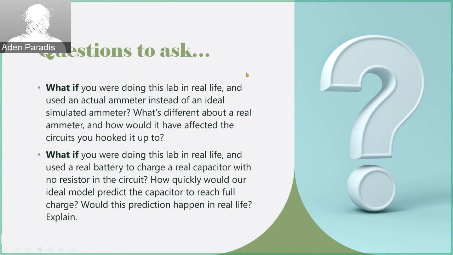And then if we were doing this lab in real life and used a real battery to charge a real capacitor with no resistor in the circuit, how quickly would our ideal model predict the capacitor to reach full charge? Would this prediction happen in real life? Explain. So if we had a real battery, obviously this simulation slowed down time. In real life, the charges move at light speed, so the time would be much, much slower. So our ideal model would predict the capacitor to reach full charge in a very, very short amount of time, milliseconds.